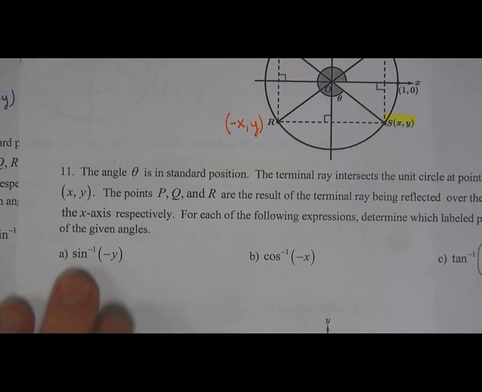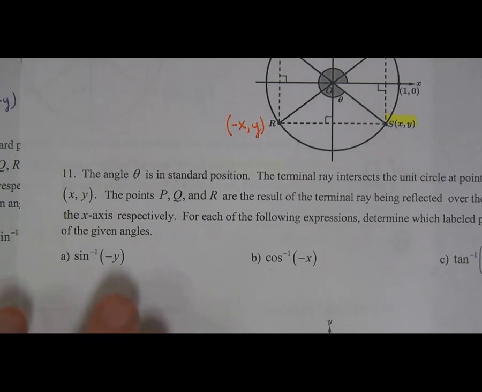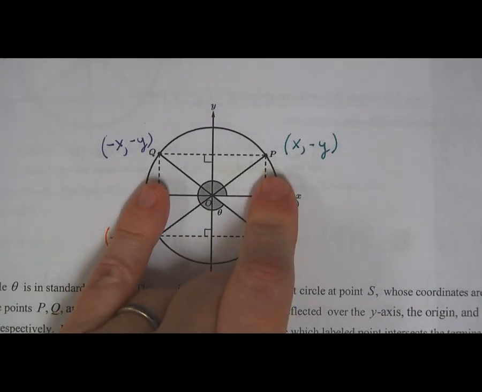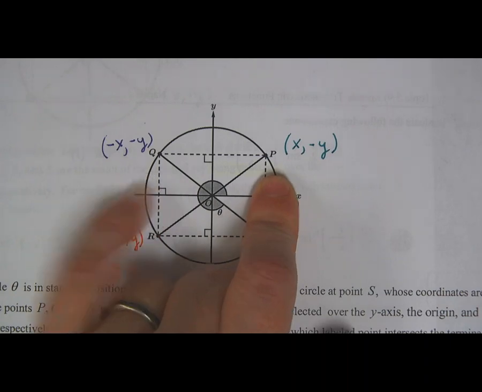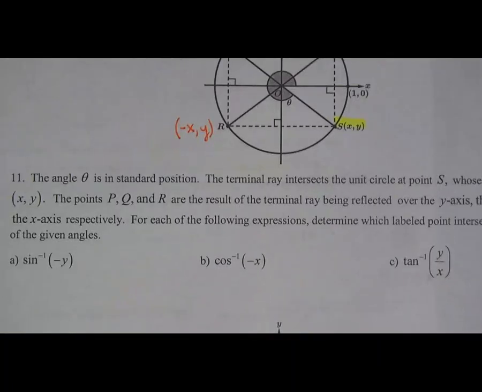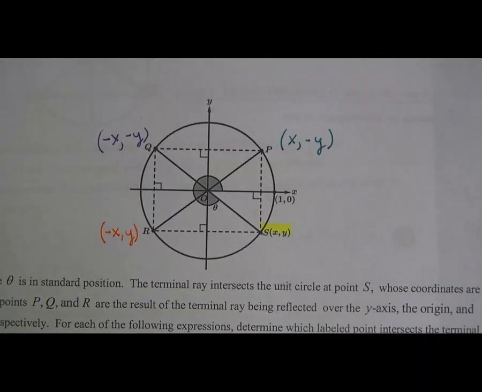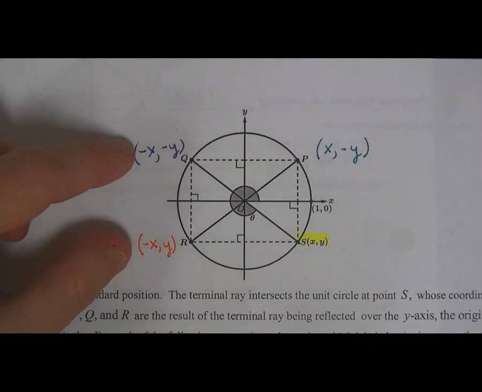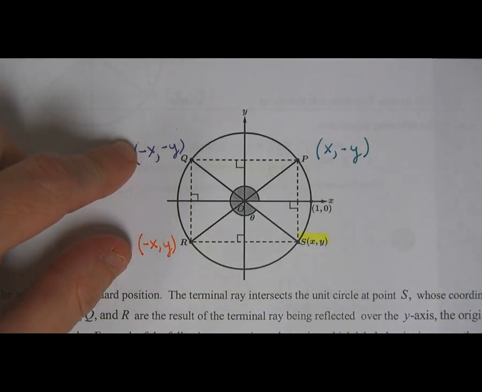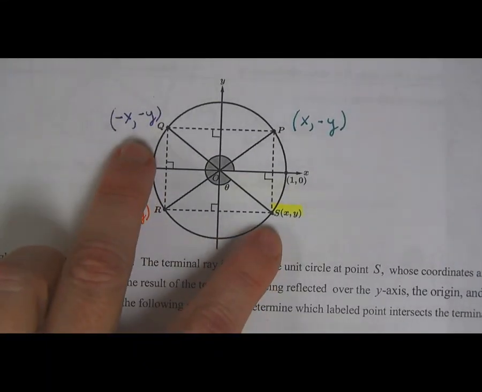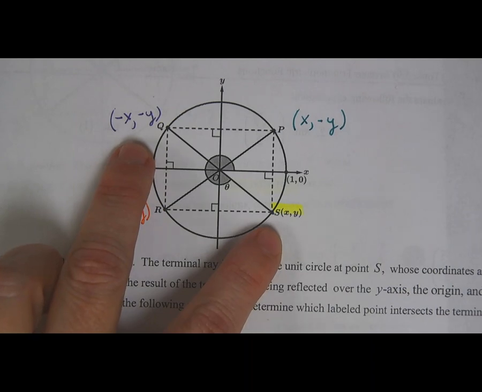Where is sine, based on the way we labeled our points, where is sine negative y? Q and P. And which of those has to be our answer? P, because arc sine is limited to quadrants 1 and 4. Where is cosine negative x? Q and R. So it's got to be point Q. Where is tangent going to end up being positive? Q and S. So the answer has to be S.